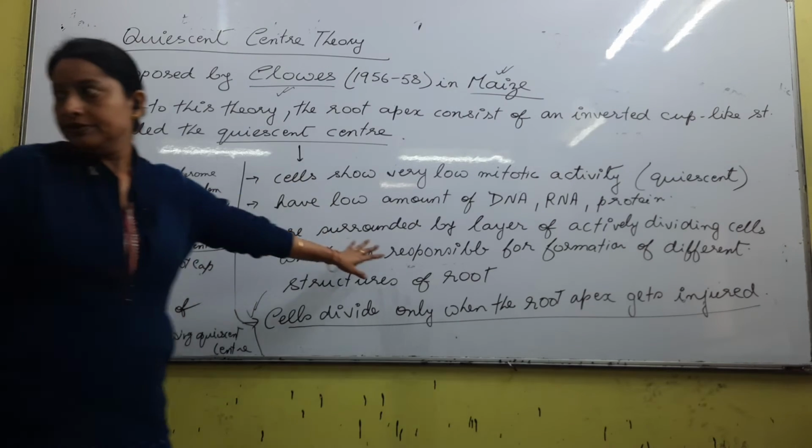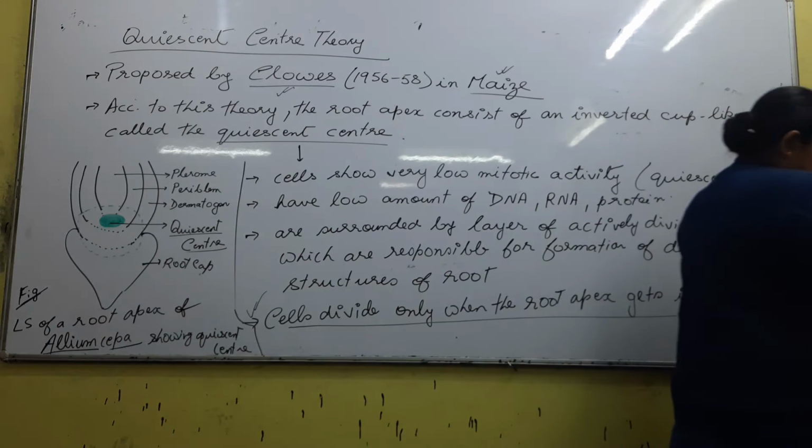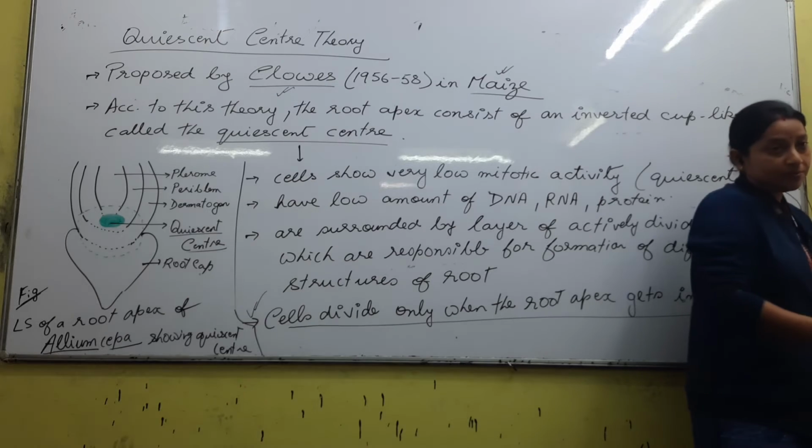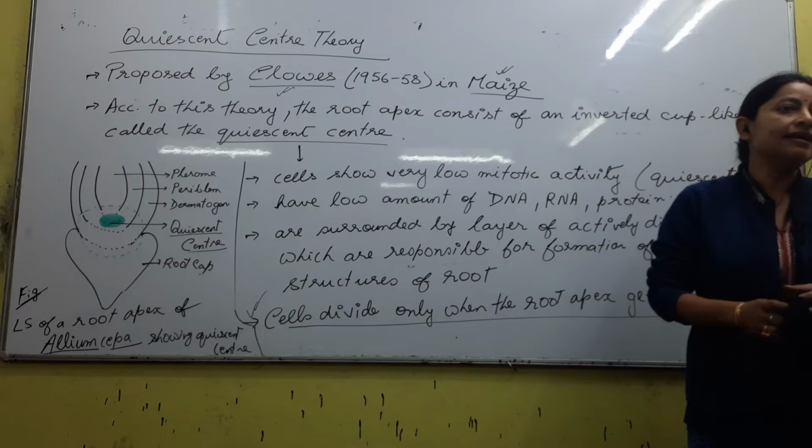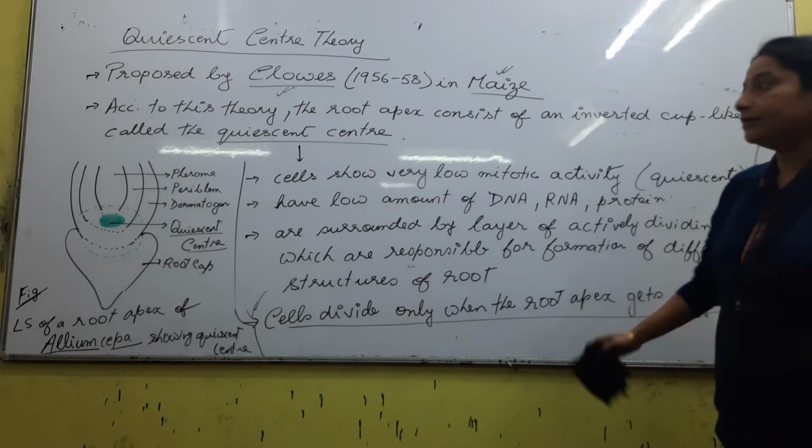I think this part is over. So, this is all about shoot apex, root apex, and ultimately we have come to an end about the discussion on meristematic tissues, right? Now, we will be moving towards the permanent tissues.